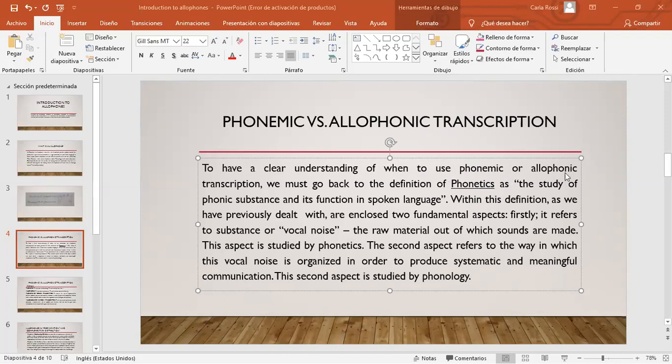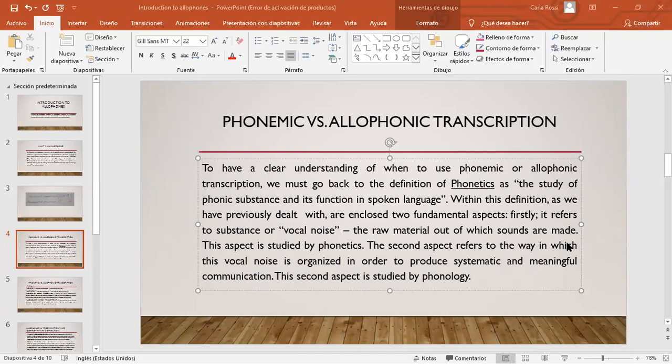Phonetics with capital letters is the study of... It's the science, exactly. It's the linguistic science, it's a complementary study of linguistics. It's not a branch of linguistics. A branch of linguistics is phonetics without capital letters. Okay?